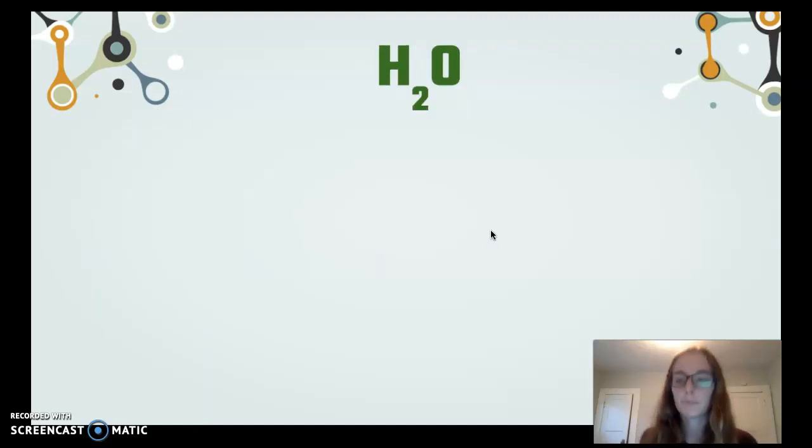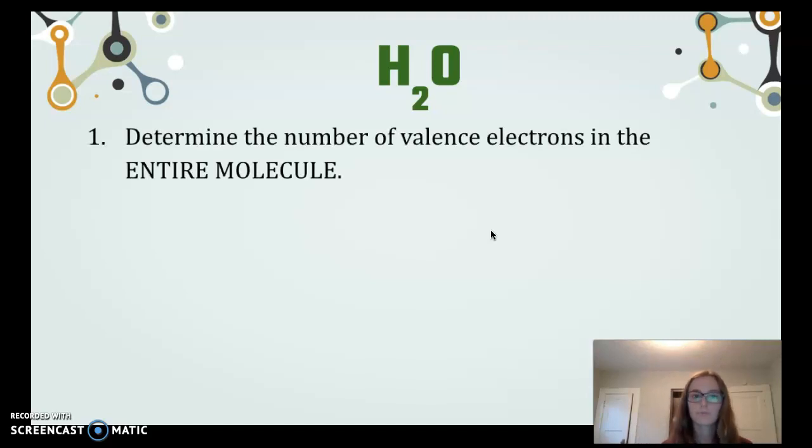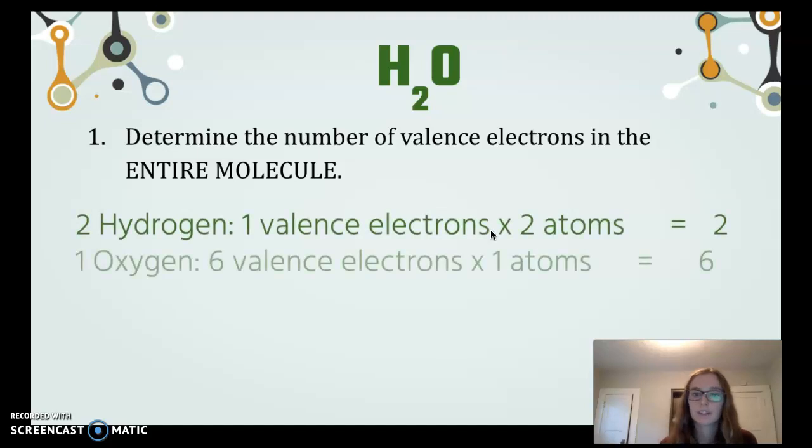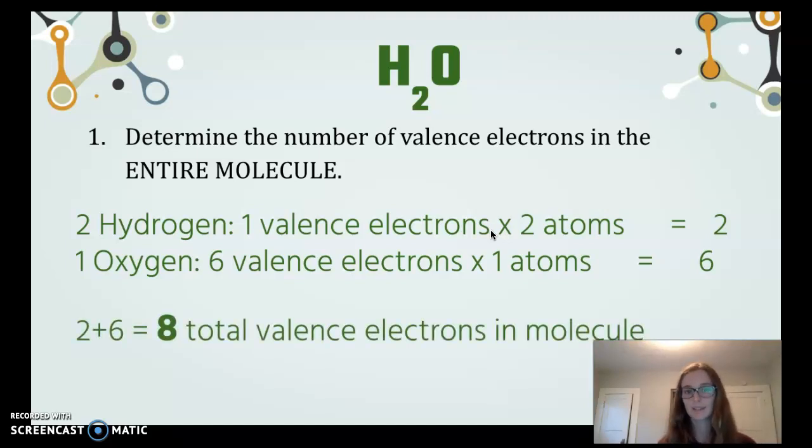And our final example we're going to do together is water, which is H2O. So I determine the number of valence electrons in the entire molecule. I have 2 hydrogens, each one has 1 valence electron, and I have 6 valence electrons for oxygen, but only 1 oxygen, so total I need to place 8 valence electrons.